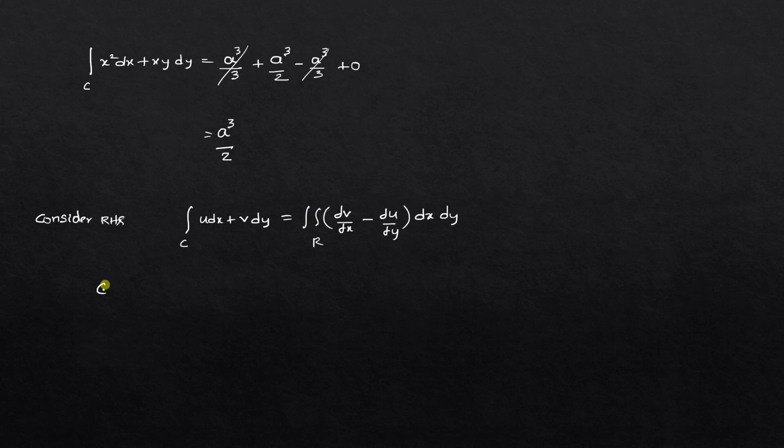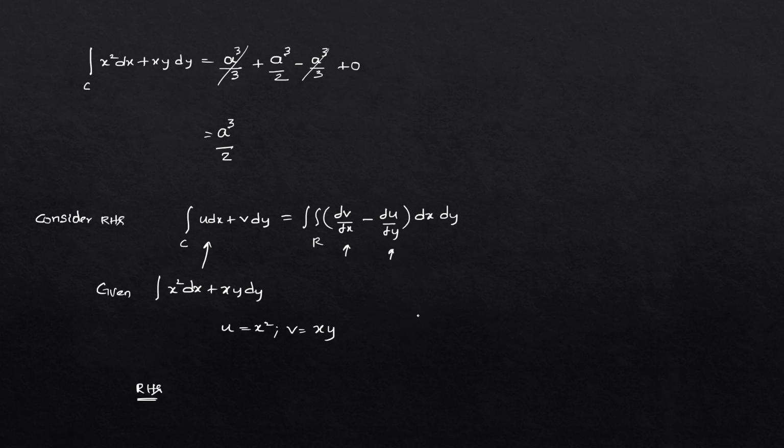See here, given x square dx plus xy dy. Now comparing with the standard equation u dx plus v dy, we can write the u value as x square and the v value as xy. Now for finding RHS, we need to find what dou v by dou x is and what dou u by dou y is.